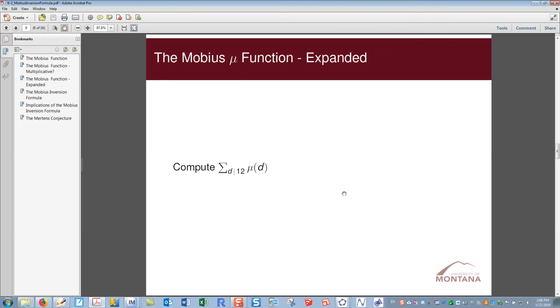Let's go ahead and give an example here. Well, what would be the sum across the divisors of 12 of mu of d? I think we already did that, didn't we? So here we did it right here. We got a 0. Oops, sorry, I didn't show that on the overhead, but I think we already did that in the previous overhead.